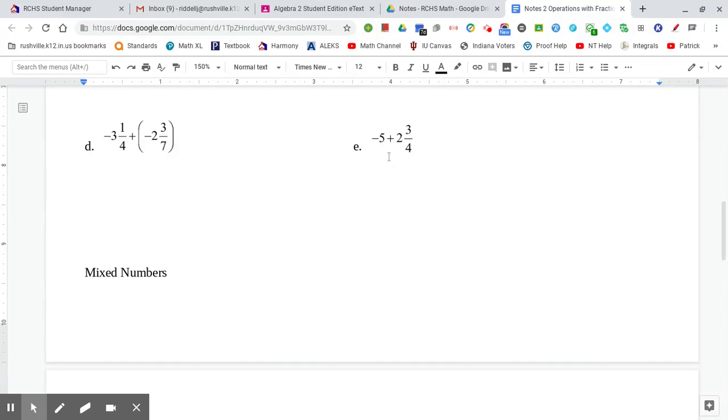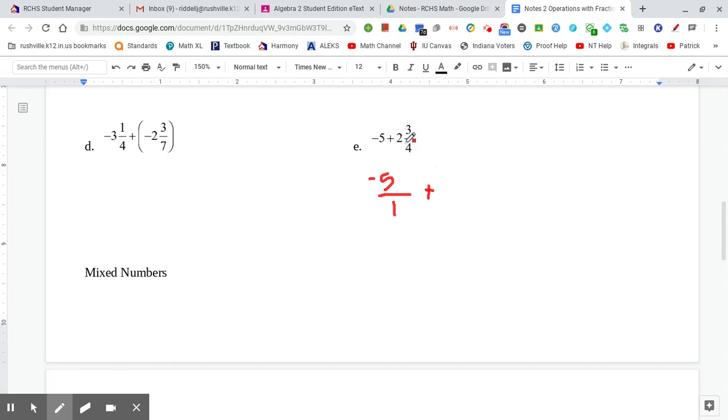For this next example, we have -5 plus 2 3/4. Notice that this -5 is an integer, no fraction with it, but 2 3/4 is a mixed number, which means it has part fraction. So that means that we need to turn all of these into fractions. So -5, to turn that into a fraction, we put it as over 1, and then 2 3/4 will turn that mixed number into an improper fraction.